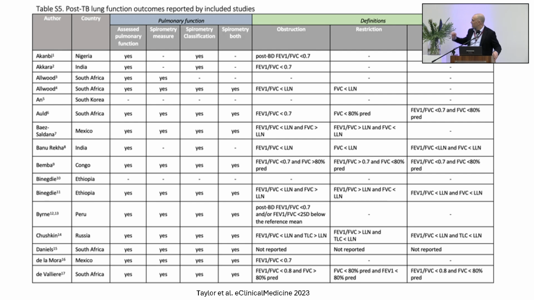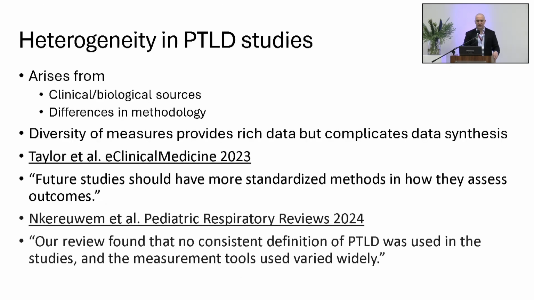But you can see here, this is from a meta-analysis published in 2023, looking at the variability of how lung function is reported. Some studies use % predicted values and other studies use lower limit of normal. Some studies define patients as having obstruction or restriction, and some studies do not. Some studies just report the mean FEV1 and % predicted values. So there's quite a lot of heterogeneity.